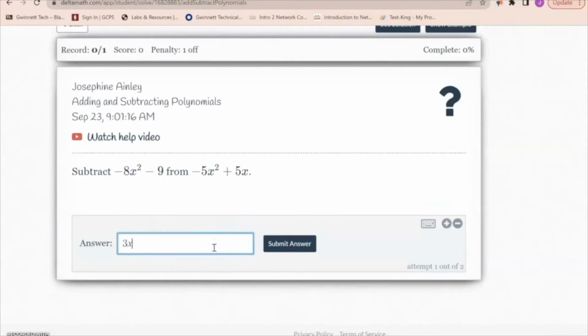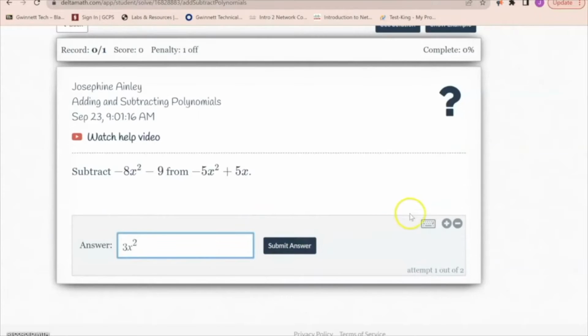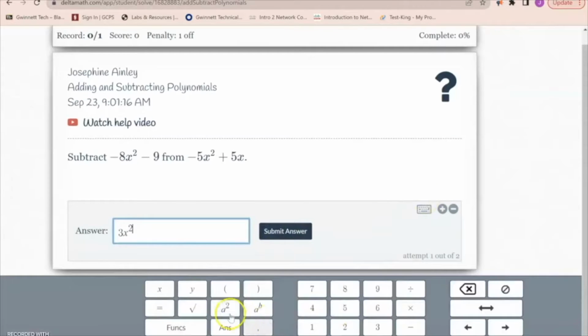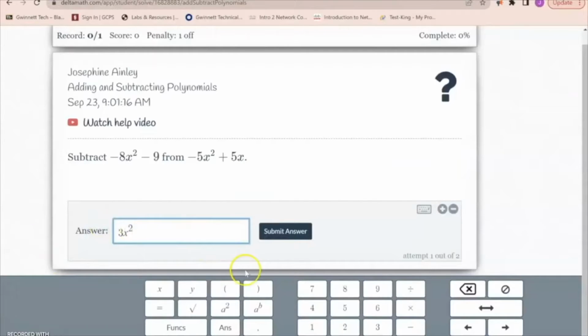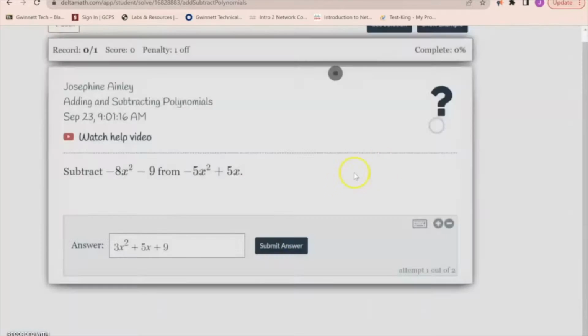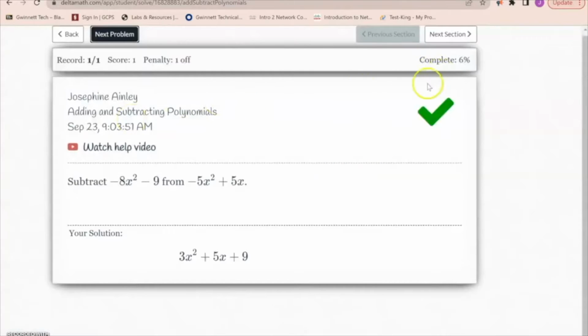So 3x. To get the squared is shift 6. Or you can press this keyboard right here and use the squared button right there. So 3x squared plus 5x plus 9. And you can use the keyboard here to type it in if you don't want to write it out. 5x plus 9. Okay.